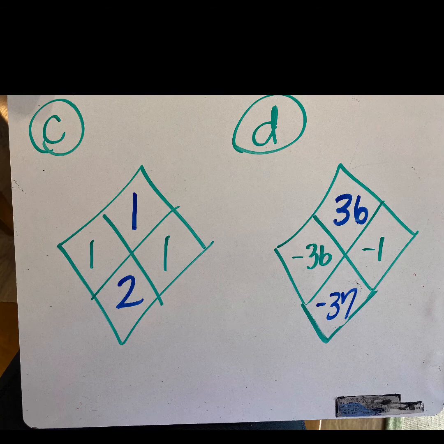And here are the solutions. The two numbers that multiply together to get 1 but add together to get 2 would be 1 and 1. And in D, the two numbers that multiply together to get a positive 36 but add together to get a negative 37 would be negative 36 and negative 1.